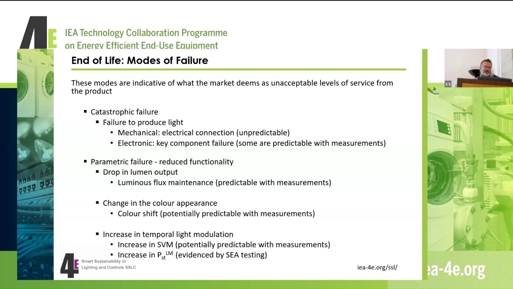Parametric failure is, if you like, the gradual reduction in the performance or the functionality of the product. So less light given out, or a change in the color appearance of the product. That's going to be a gradual change, and it'll change to a point where it becomes unacceptable in terms of providing the functions that you're expecting to the level you expect. So that's a parametric failure. And temporal light modulation, as we've just been talking about, is also going to be a parametric failure.